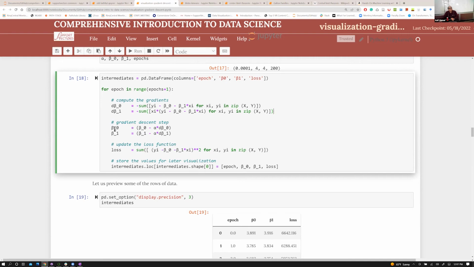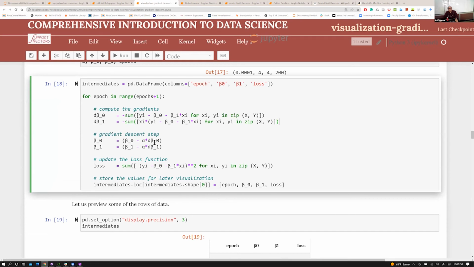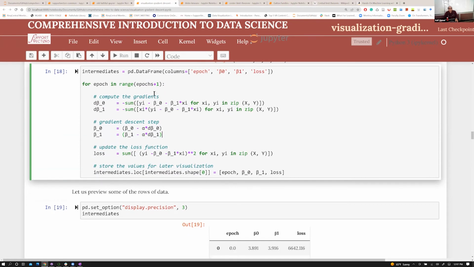Do you see this? The next value of beta naught is the previous value of beta naught minus alpha times d beta naught, the gradient along beta naught, isn't it? Partial. So this is literally the gradient step. And then what do we do? Once we make the gradient step, we need to recompute the loss. Here is the loss that we have. We'll print it out. And then you keep repeating this step. You keep coming up with better and better beta naughts. Ultimately, you stop after a certain number of epochs. You just stop. You hope you're done.